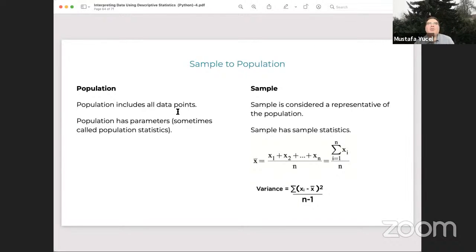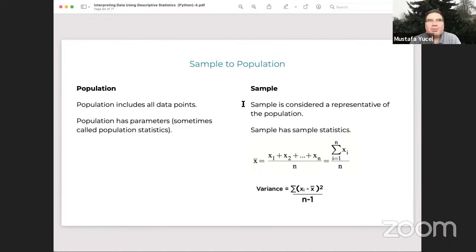Let's say if you want to calculate ages of people in the Bay Area, the population is all Bay Area people. In that case, it's almost difficult to reach everybody in the Bay Area. So in most cases, you cannot reach the population. In that case, we take samples from the population. A sample is considered a representative of the population.